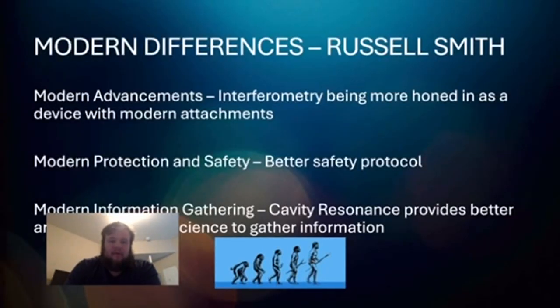One of the modern advancements was that interferometry became more honed in as a device with modern attachments. Modern protection and safety were all in place, unlike at the time of the Fizeau experiments. The advantage was that cavity resonance provides better and more intricate science to gather information.